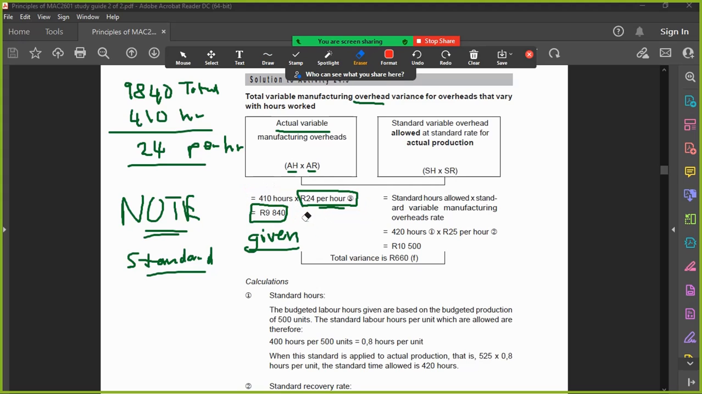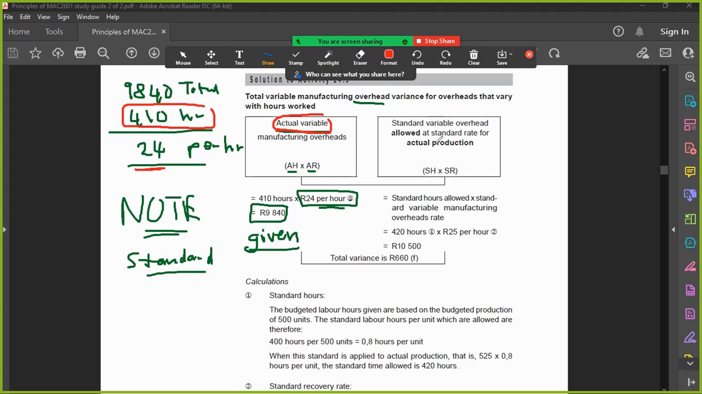As long as you remember that if I'm looking at actual, actual means based on actual production, in other words, in this case, the 410 hours. The cost could be given, then you could work out the per unit, or the per unit could be given, then you could work out the total. It doesn't really matter, but they have to give you enough information to calculate the actual, which we now know is 9,840.